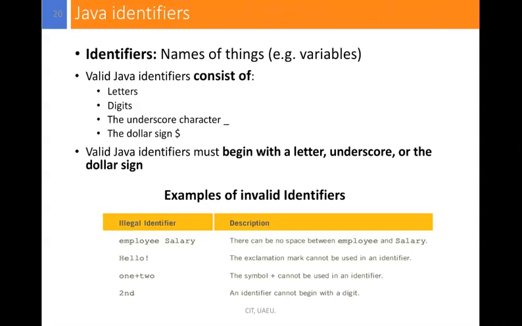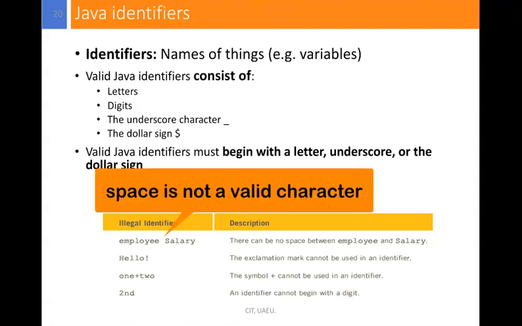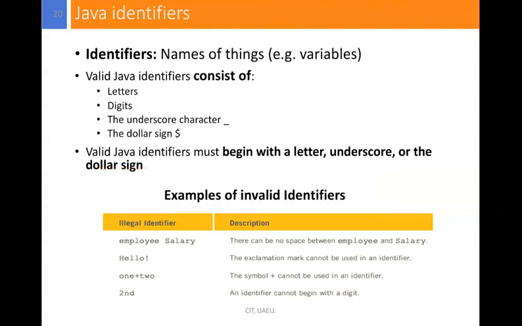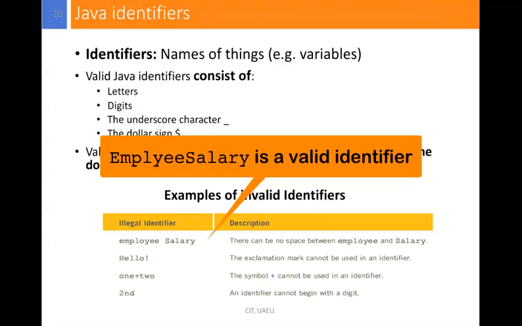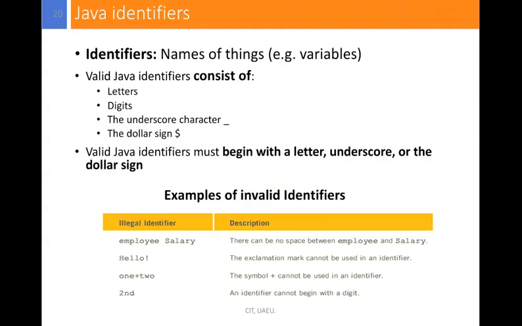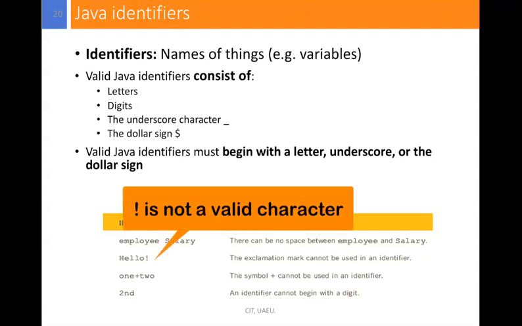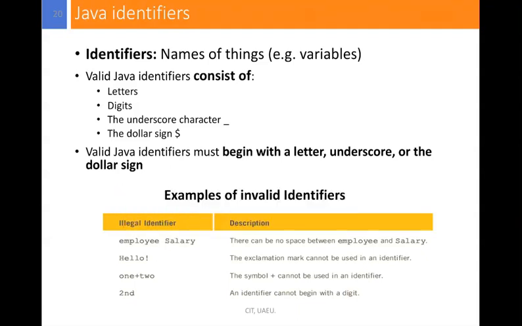Okay, here we have a few examples of invalid identifiers. The first one here, employee salary. Space is not a valid character for an identifier, right? So you cannot have an identifier that has 2 words in it. We could change this to something like this. Okay, this will be a valid identifier. Okay, this second example, hello with an exclamation mark. The problem with this is the exclamation mark is not a valid character in an identifier.